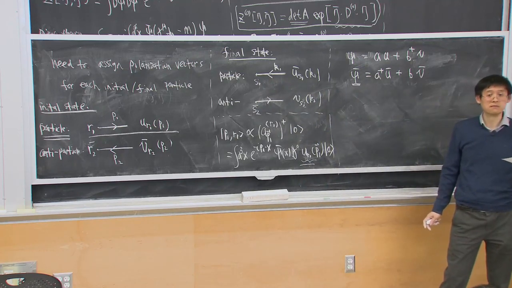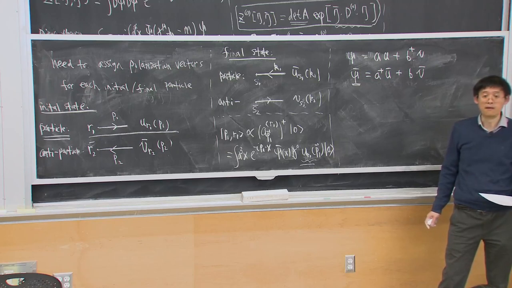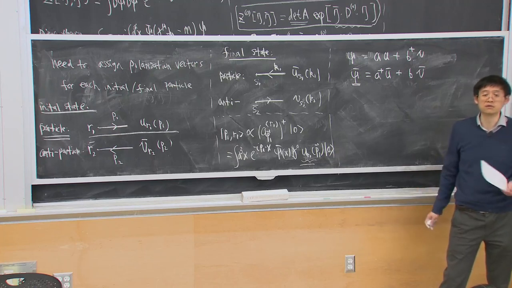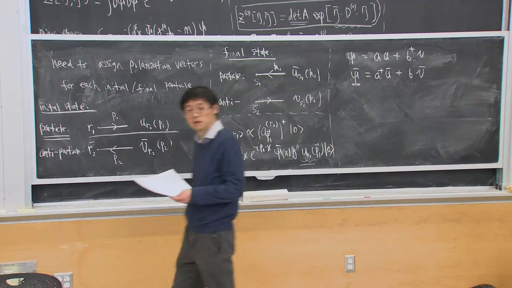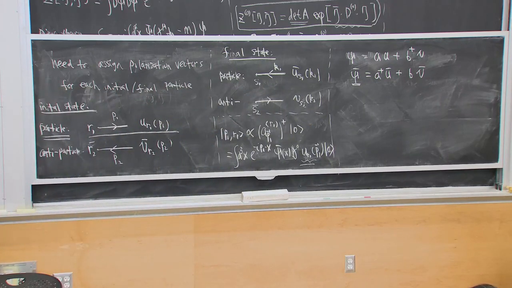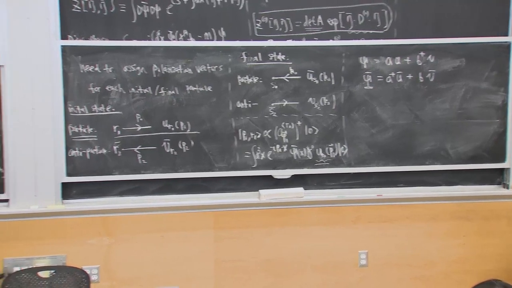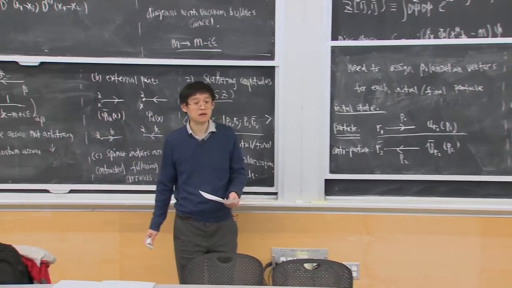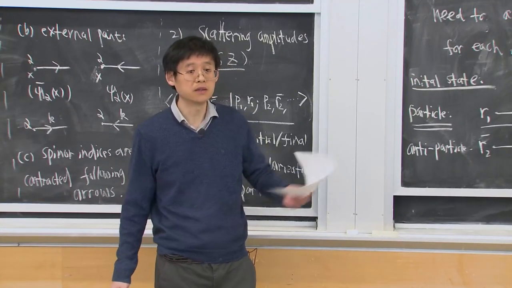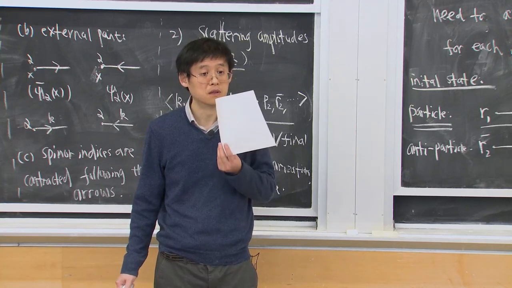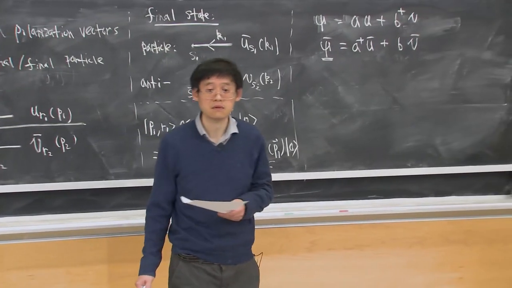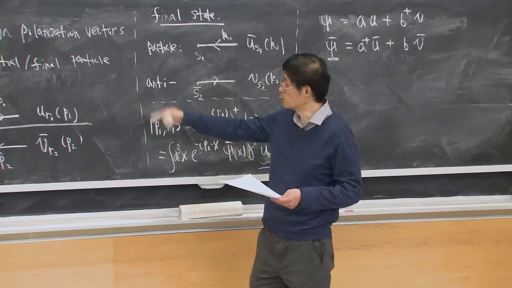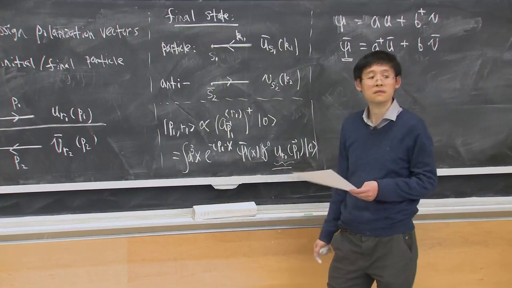Any questions? Yes? Yeah, because you have a spin. If a spin, spin has polarization. Yeah, this is to characterize the polarization of the spin. So this is always the case for fermions. Yeah, this is always. For scalar, all these just become one because there's no polarization. Other questions?